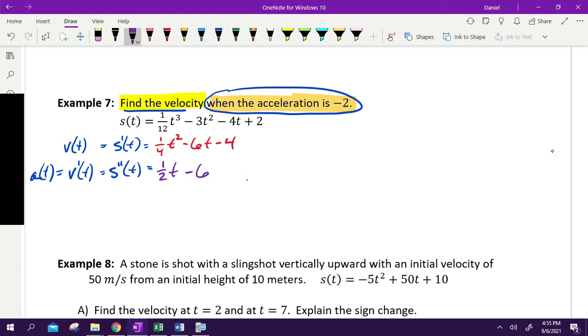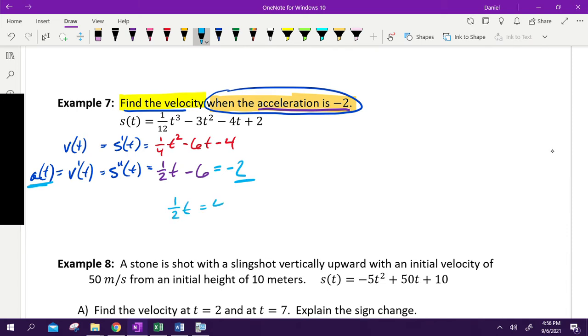Now the question is when the acceleration is negative 2. What that means is I want this right here to be negative 2. So in other words, I'm going to take that and set it equal to negative 2, because acceleration is negative 2. This is acceleration. I want it to be negative 2. So I'm going to add 6.